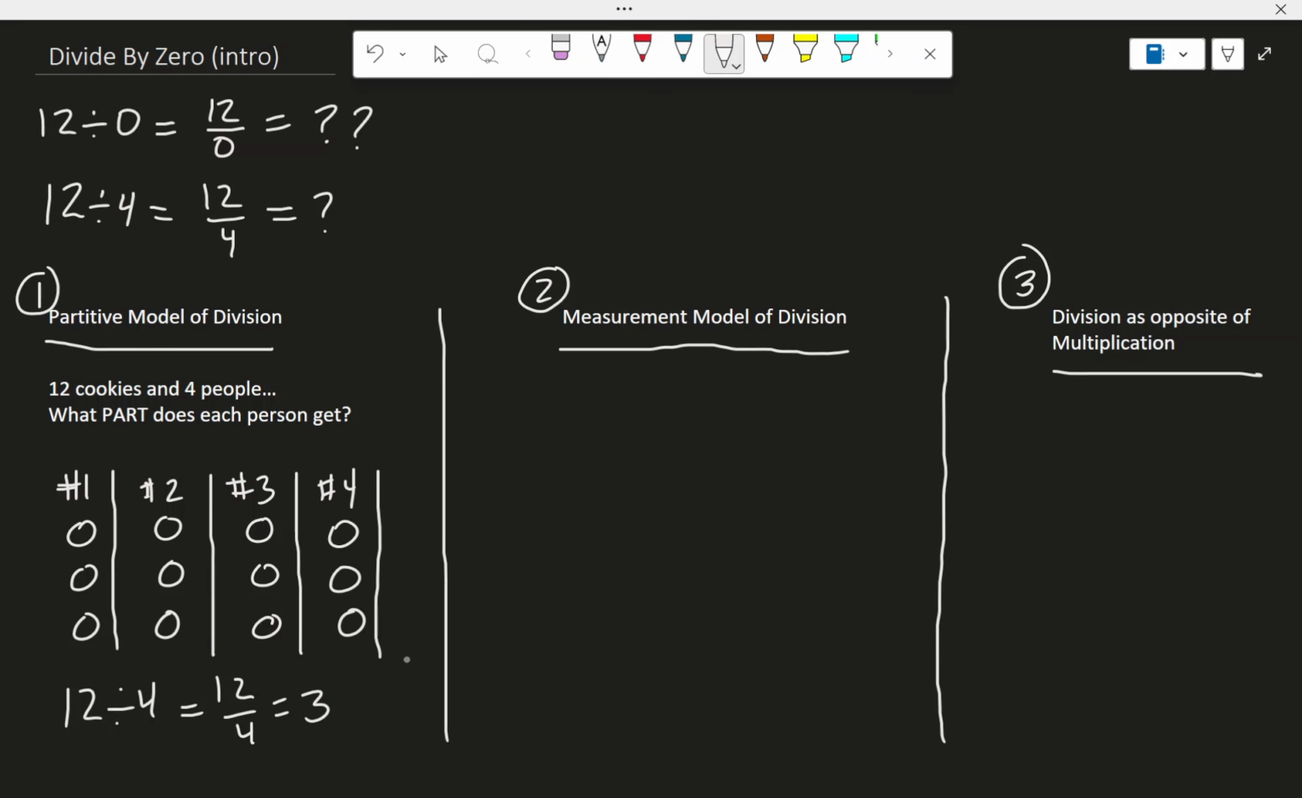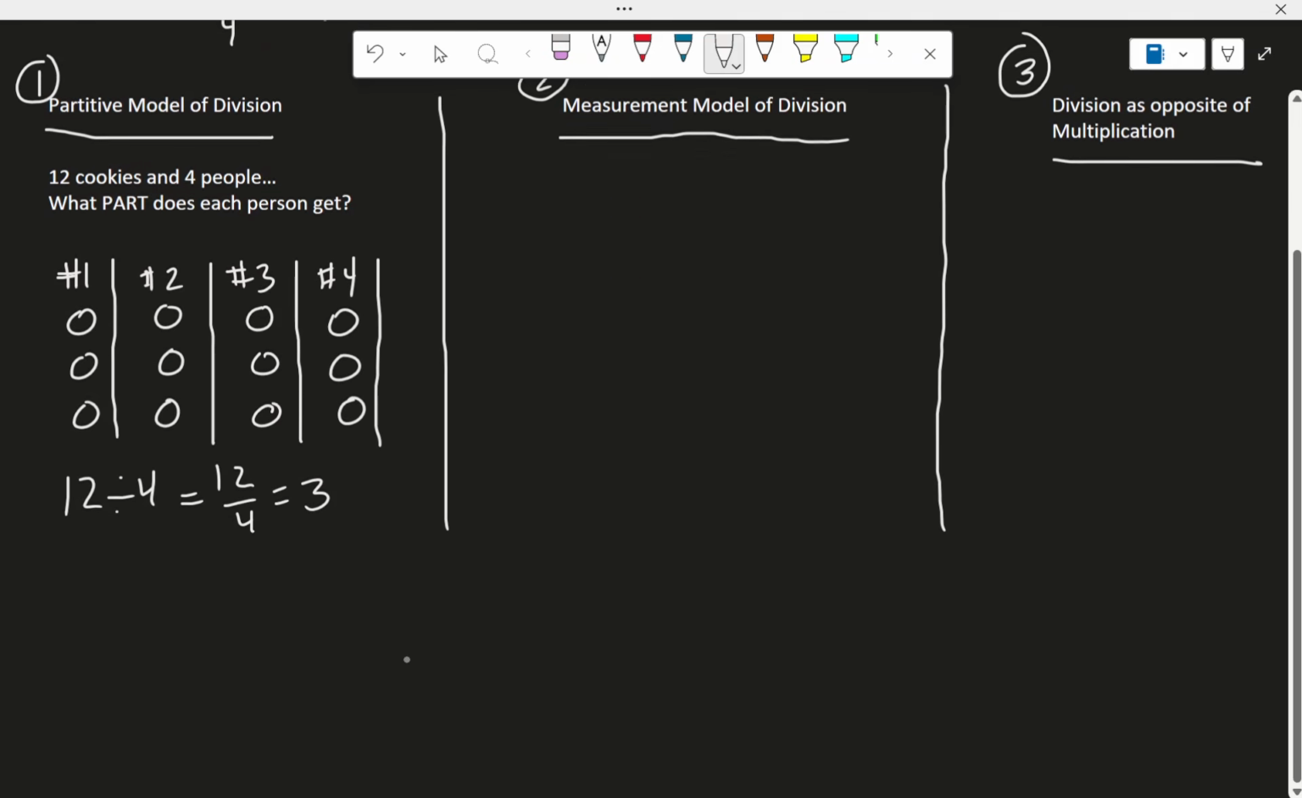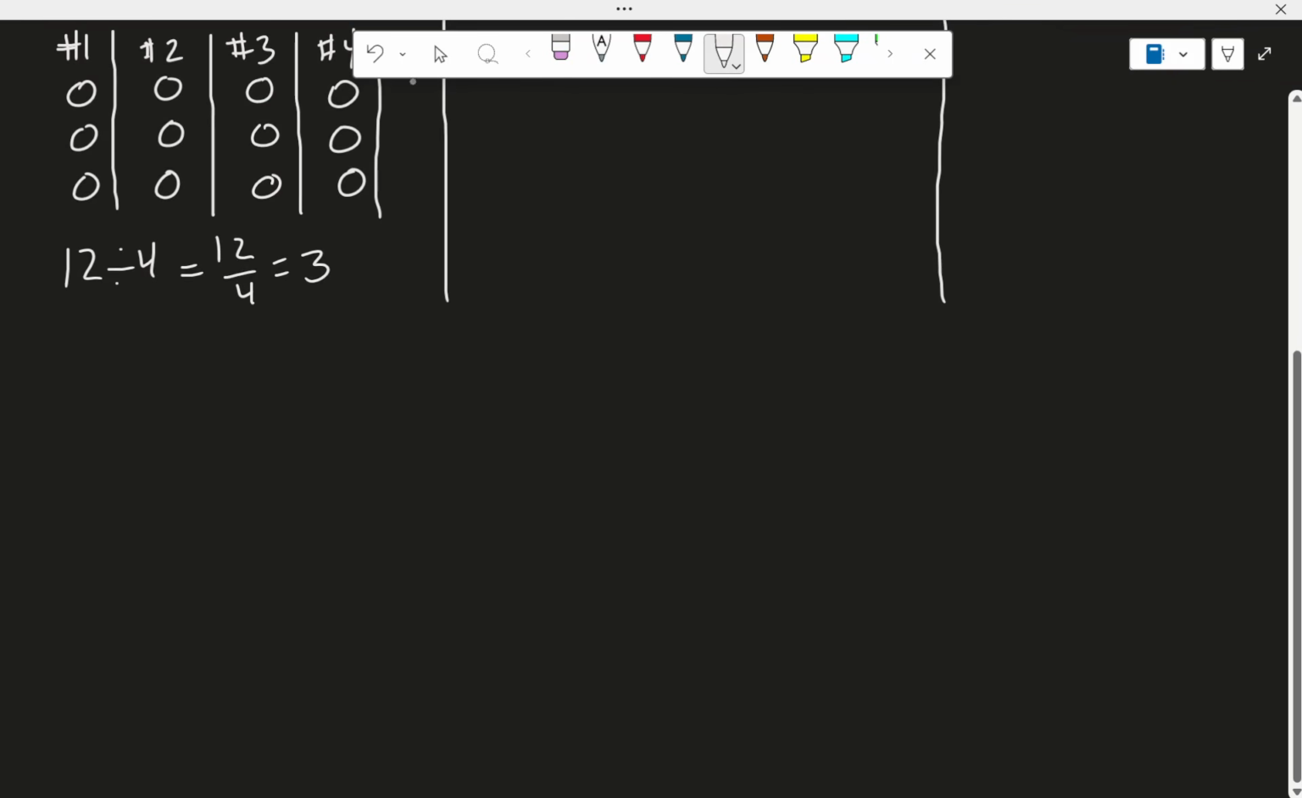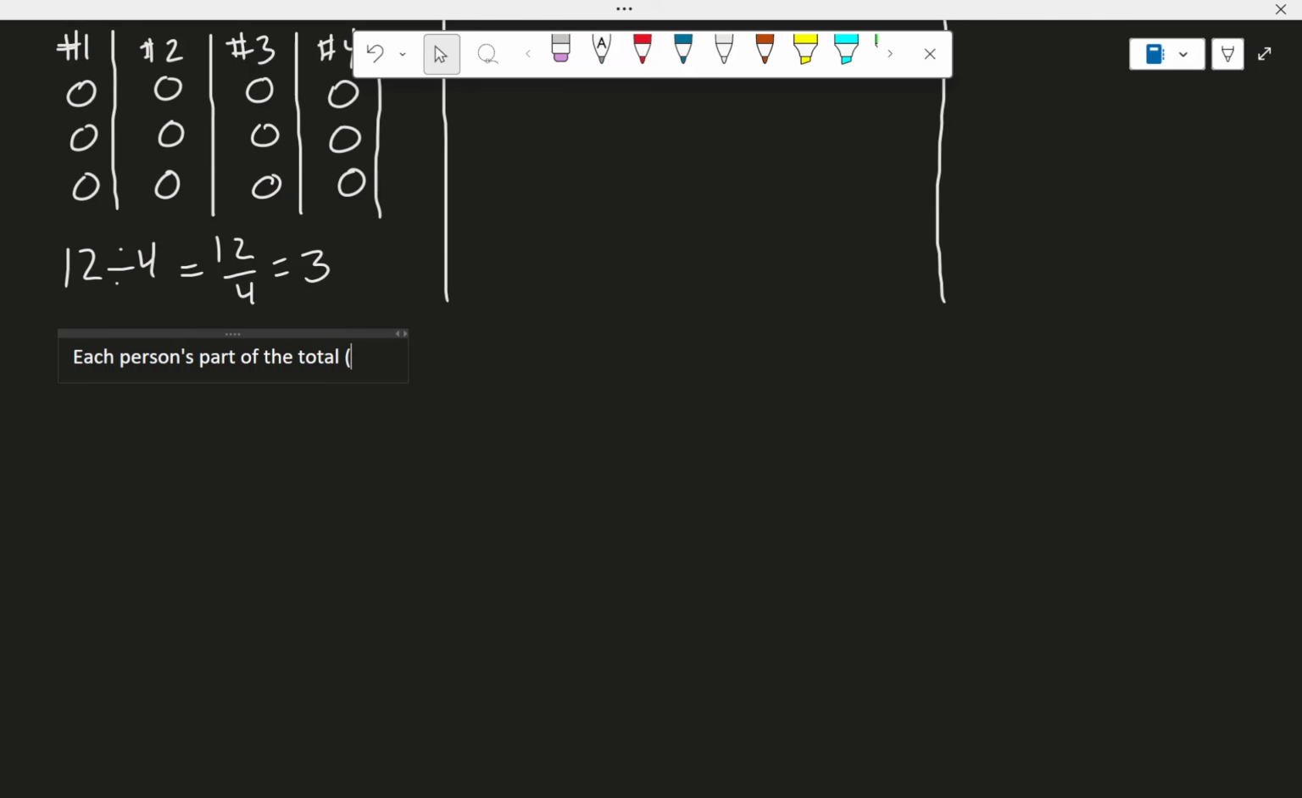Well, let's try and see how this shows us that dividing by 0 is bad. First off, right now we can see that each person's part of the total, the 12 cookies, is 3. And that's why our answer to the division problem was 3. Well, what if we try to do 12 divided by 0?